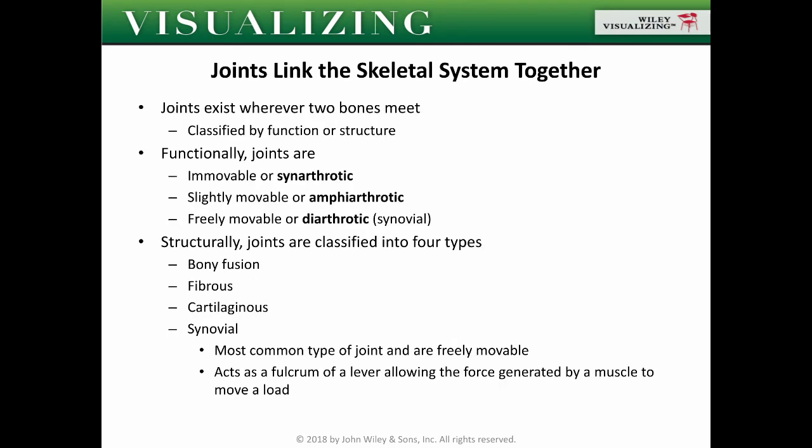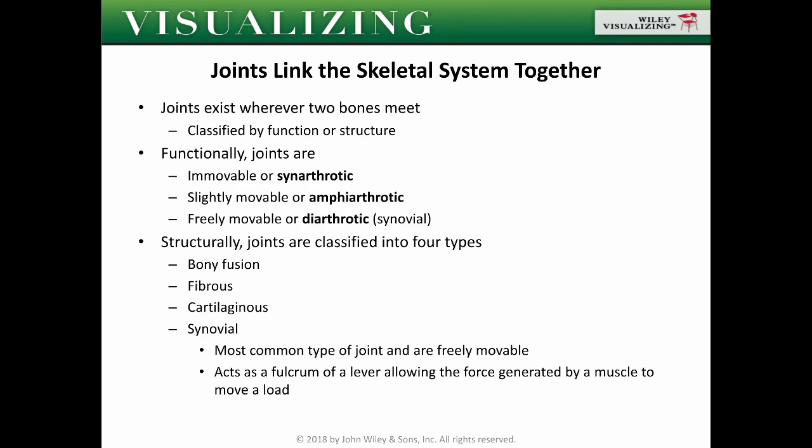Okay, so for the joints. So the joints exist whenever two bones meet. So they are classified by function or structure. In terms of functionality, we have several types. You have the immovable or synarthrotic joints. We have the slightly movable, the amphiarthrotic, and the freely movable, diarthrotic. So also called the synovial joints.